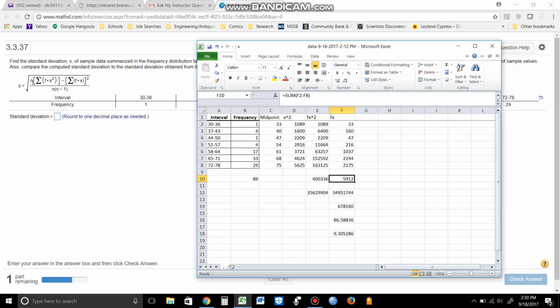And notice here that we have an n in the calculation. N is just going to be the sum of all the frequencies. So that's going to be 89. So take n times the sum of fx squared, and that's going to give us this number here. And then square this result, and that's going to give us this number here. Subtract these two numbers, and that gives us this number here. Divide it by n minus 1. As you see, I've done this formula right here. And then take the square root, and that gives us 9.3.